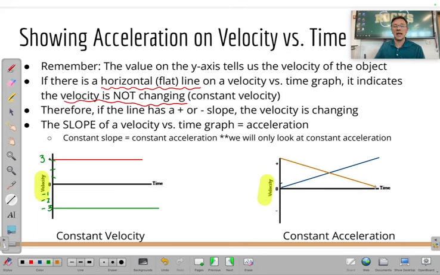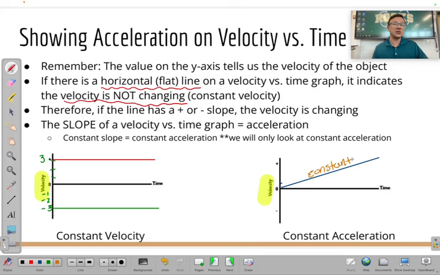So basically a diagonal line of any type will show a changing velocity on this graph, and that indicates the object is accelerating. Okay. And we're only ever going to look at examples of constant acceleration. So notice that this slope right here is a constant slope, right? This is constant slope, and the slope of a velocity versus time graph tells us the acceleration of the object.